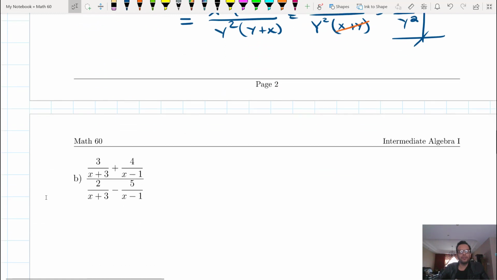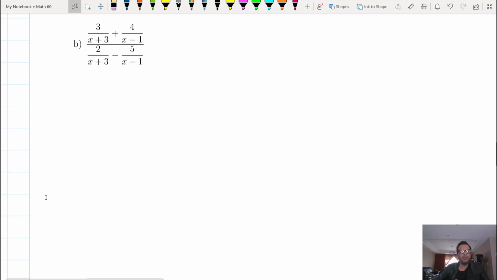Okay, let's move on to another example. Let's look at letter B using method 2. Yes, the expression looks ugly. I'm not going to lie, it looks ugly. However, let's first look for the LCD.